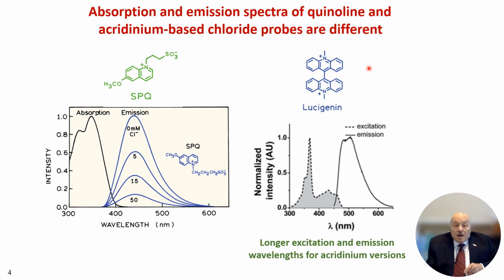Of course, the lucigenins have a different, longer absorption spectra because they're a bis-acridinium complex. I put those two absorption spectra here just to give you an idea why lucigenin is a different type of probe. The SPQ type probes just have unstructured absorption and emission. This bis-acridinium type probe has a longer excitation wavelength, meaning they can be used in cells with less exposure to UV, and of course the emission spectrum is also at a longer wavelength.